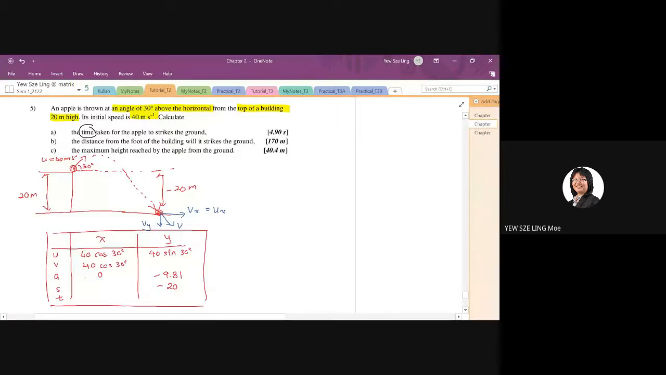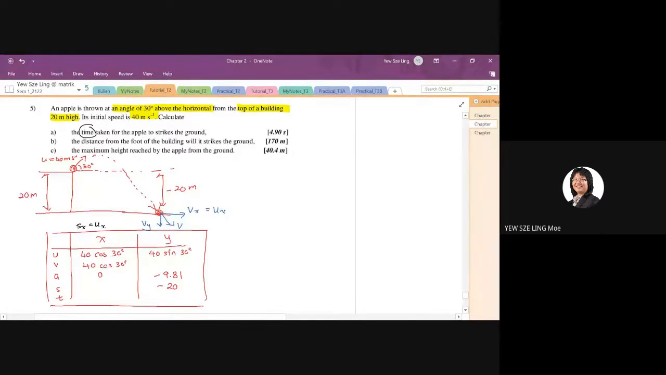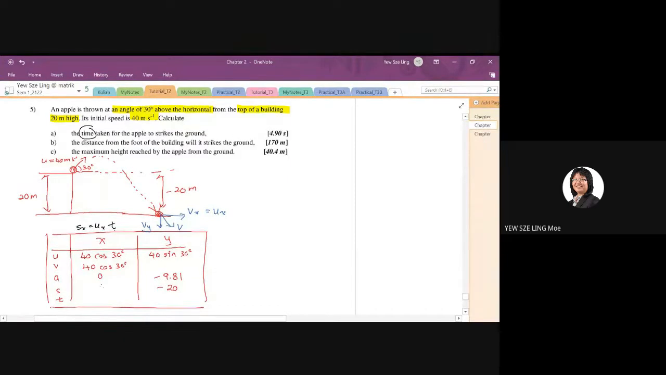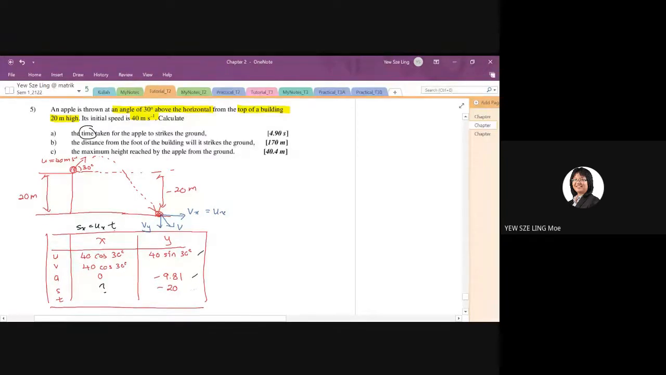Time taken, can we use Sx? No. Why? Because for Sx we have only one equation, Sx equals uxt. If you want to calculate time, then you need Sx, but now it is an unknown. Therefore, we cannot use the x component to solve this question. What we can do is use the y component, because we have enough information. We have u, we have a, we have s.